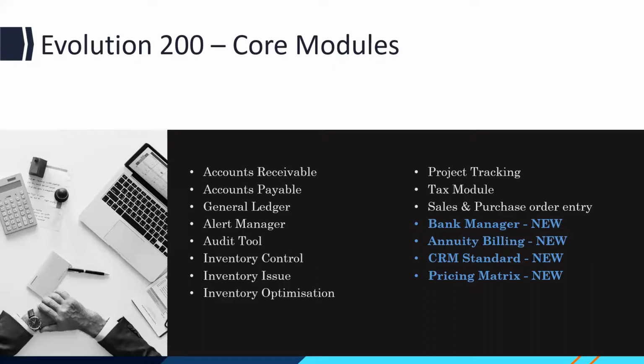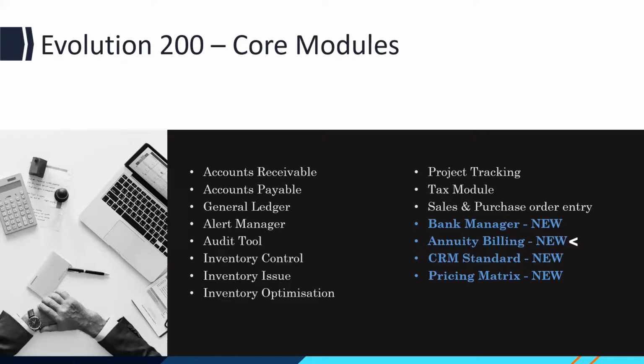When you look at the modules on the right that are highlighted in blue, these are the modules that were previously added as additional modules that you would need to pay for additionally. If you look at the Bank Manager module, what this module does is it allows you to import bank statements via an OFX file or a CSV format. This module allows you to semi-automate your bank reconciliation process by allowing you to map frequently made payments to specific general ledger accounts, which will then, with a specific reference, clear on your bank recon. The annuity billing module allows you to set up recurring invoices that go out to your clients on a monthly basis.